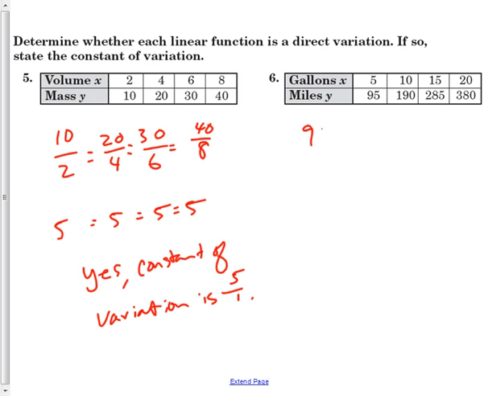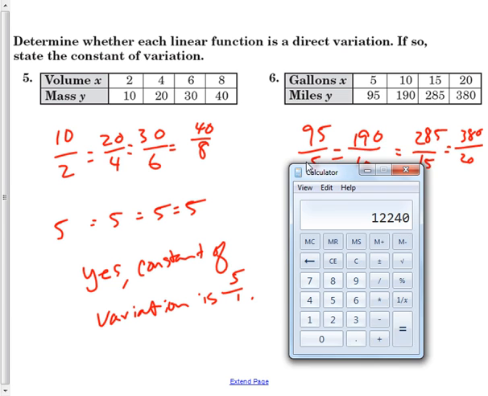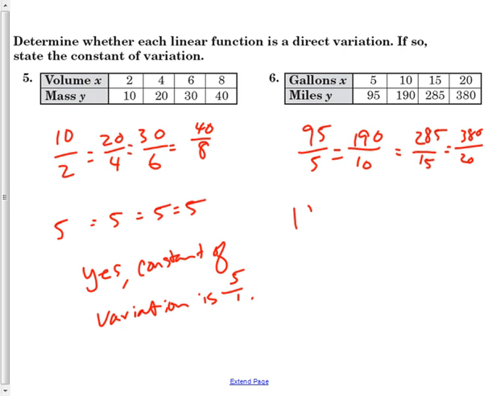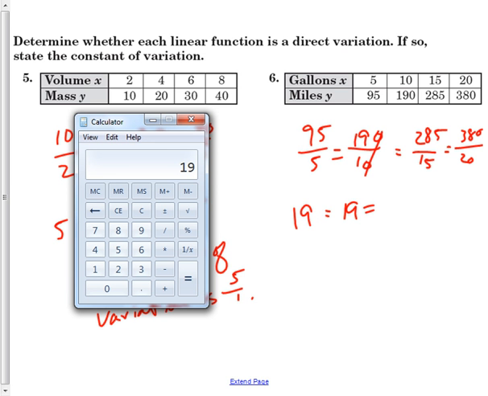So again, here we're going to do 95 to 5, 190 to 10, 285 to 15, and we have 380 to 20. Okay, so we need to determine whether these are equal or not. Since these are a little bit bigger numbers, it's okay to just jump onto a calculator. We can do 95 divided by 5, and that gives us 19. Okay, so I have 19 here. I know that if I cross the zeros out, I'm going to have 19 here. So right now I might have a direct variation. I need to check the rest.